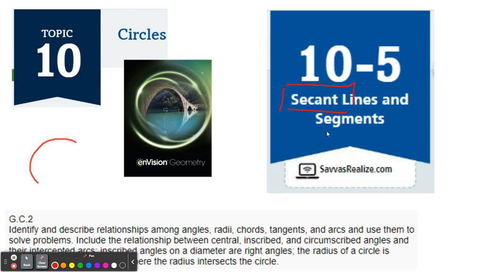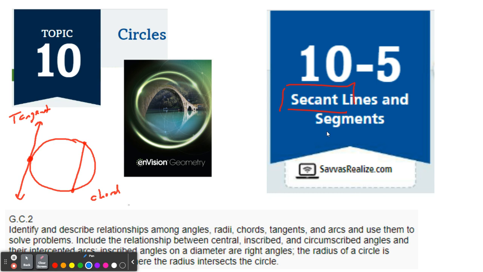So again, if I draw a circle here, and I draw a line that intersects the circle at one point, just grazes this circle, that is called a tangent line. We learned something about tangents and radii in, I think, lesson 10.1 or 10.2. And then we talked about chords. If you have a segment that intersects the circle at 2 points, with endpoints on the circle, then it's a chord.